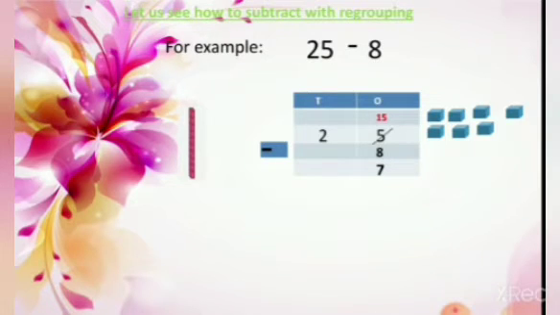Now we have borrowed 1 ten block for 10 ones, right? Before it was 2. Now it is only 1. So we have to change this number. We will put a cross on it and write 1. Now here there is no number. If there is no number, that means it is 0. So 1 minus 0, you will get the same answer, that is 1. So 25 minus 8 is 17.